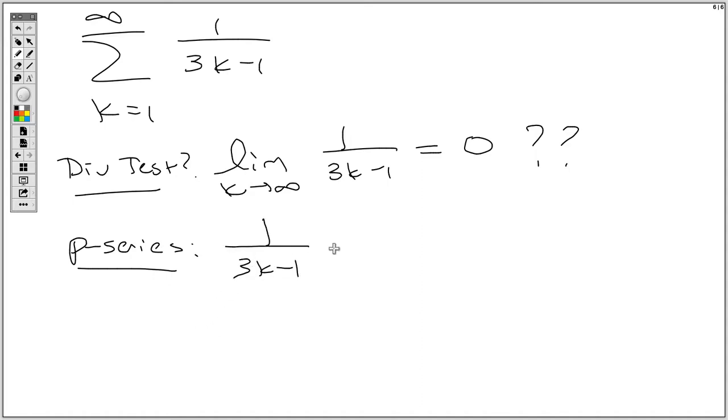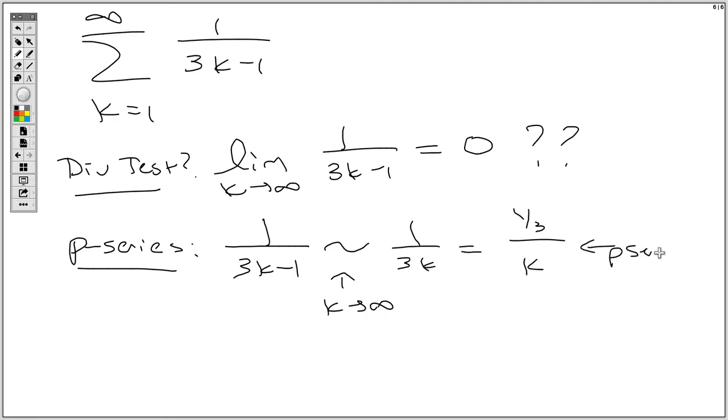No. But as k runs off to infinity, what does this look like? 1 over 3k minus 1 is going to look a lot like what? 1 over 3k, and that is a p-series. So what test can we use if we don't have a p-series, but in the limit it looks like a p-series? And that's the key there, folks, in the limit. What test can we use?